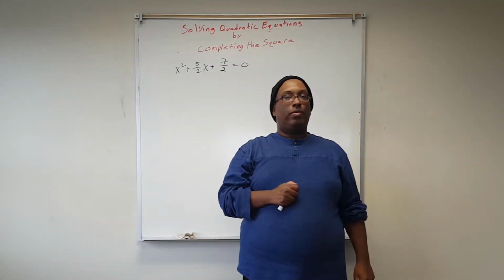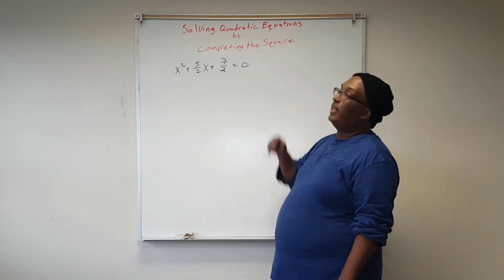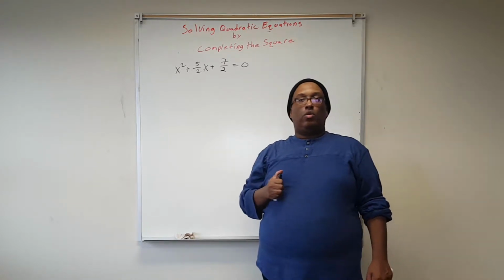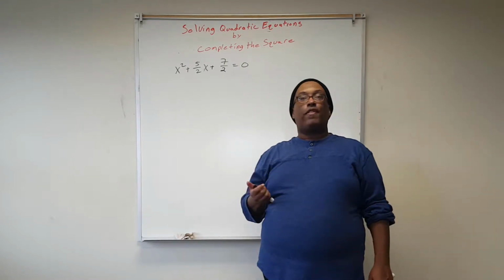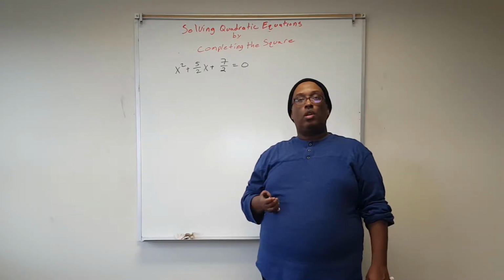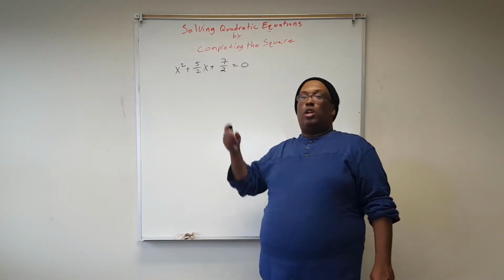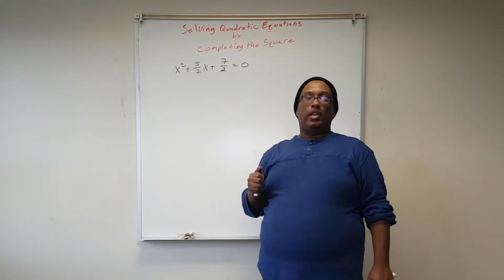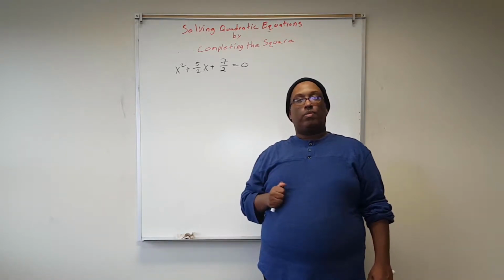Welcome. Today we're going to go over solving quadratic equations by completing the square. Completing the square is useful when you can't factor the equation, and if it's not factorable you only have two options: completing the square or using the quadratic formula. Sometimes completing the square is quicker. So let's do it with this example.